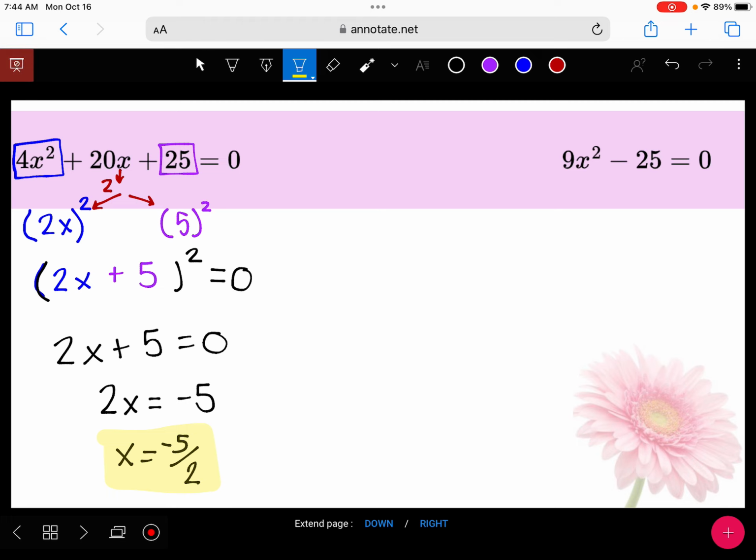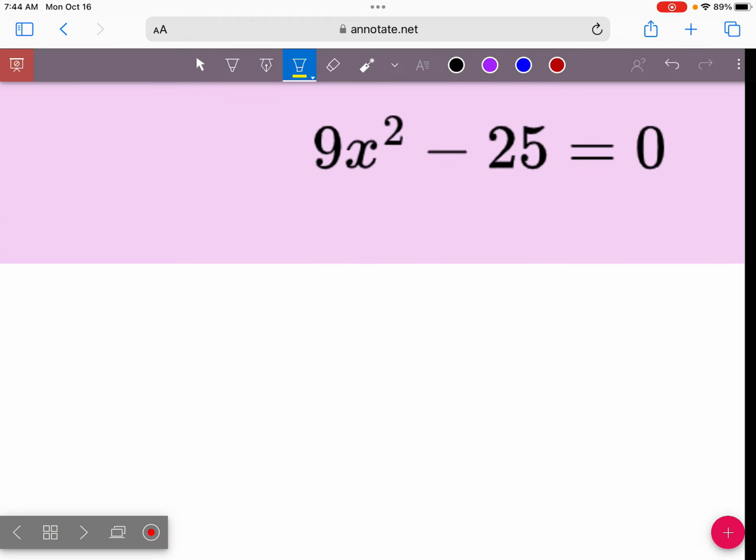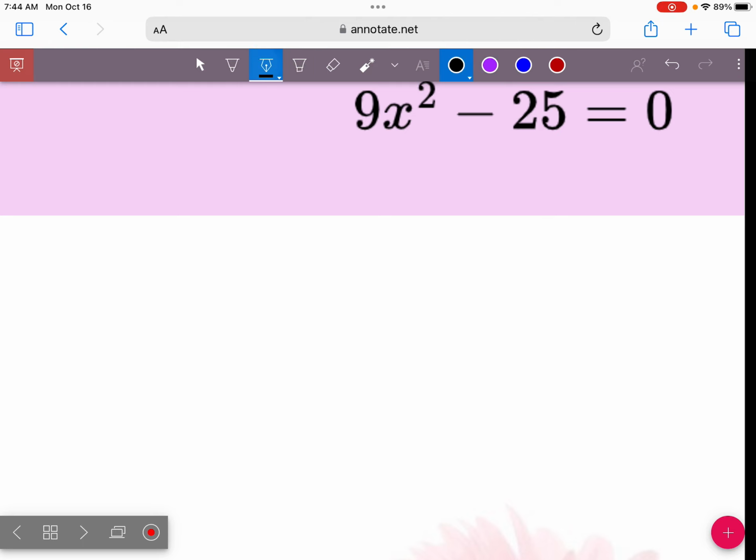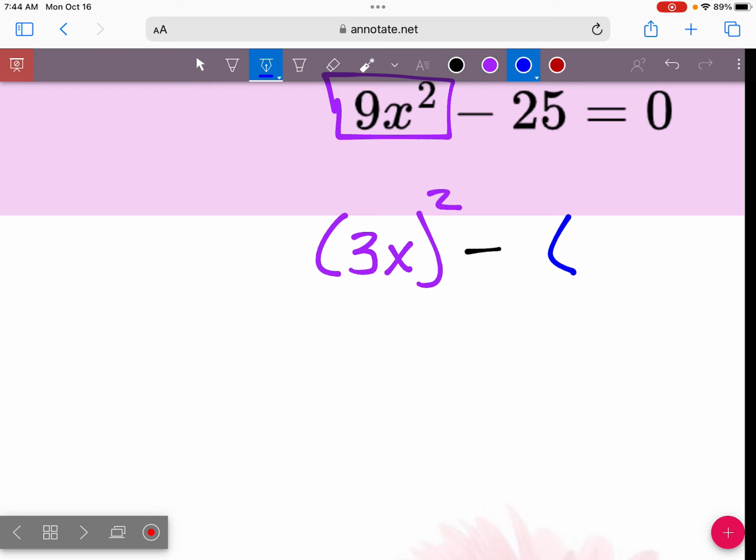Okay, let's do the next one. 9x squared minus 25 equals 0. This one's a little easier to spot because this one is a difference of squares pattern. It's only got 2 pieces, and they are both perfect squares. What is the piece that was squared to make this guy? 3x when squared gets us 9x squared. What number squared gives us 25? 5.